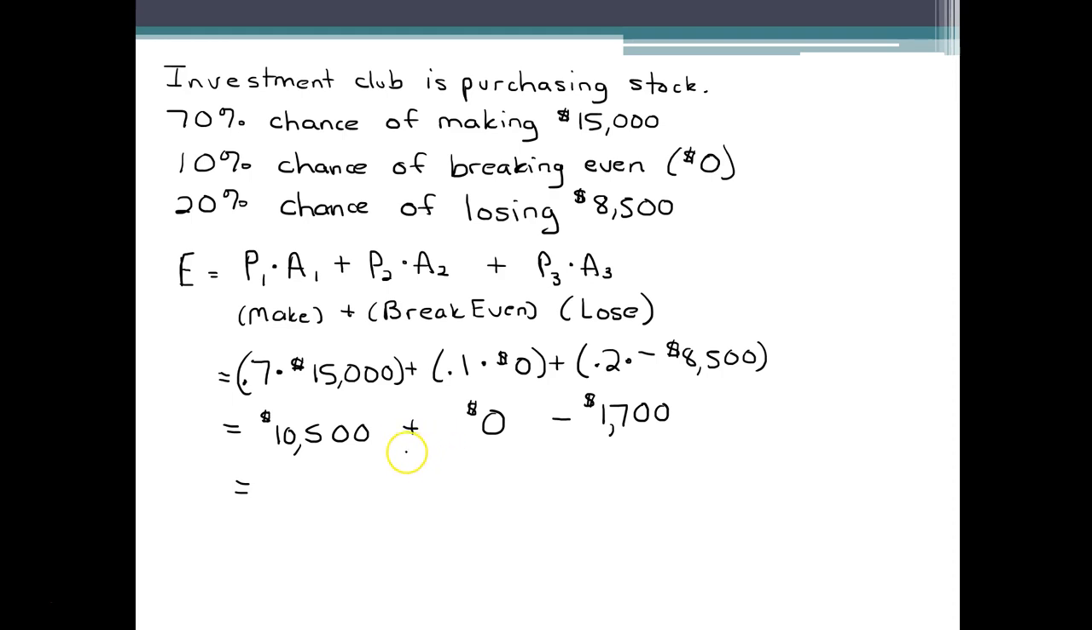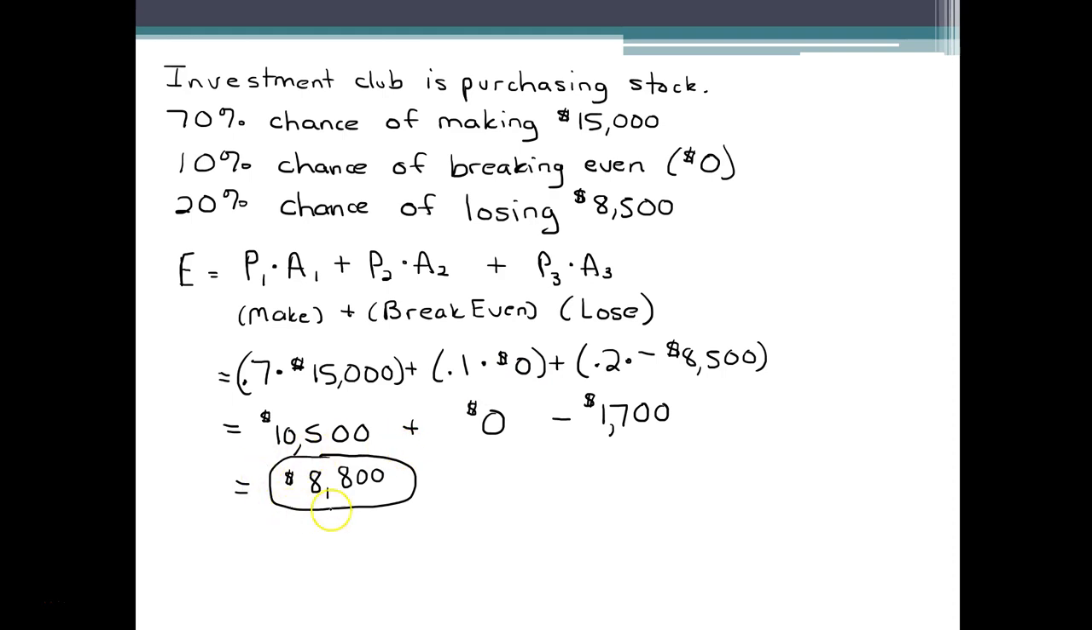So you combine all that, and what do you end up with? I'm getting $8,800 as my expectation. Okay, so you buy a bunch of shares of this stock: 70% chance of making $15,000, 10% chance of breaking even, 20% chance of losing $8,500. If you take a risk like this over lots of stocks, same risk, then on average you can expect each stock to come out $8,800 ahead, even though some will break even, some will lose, some will make $15,000.